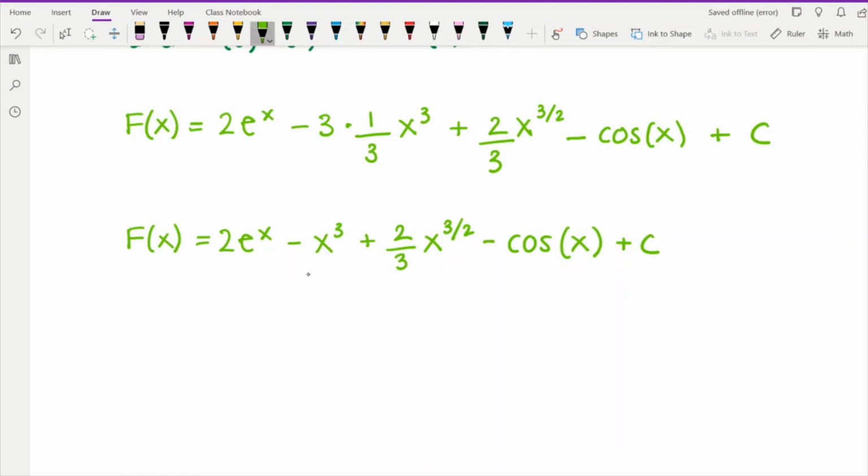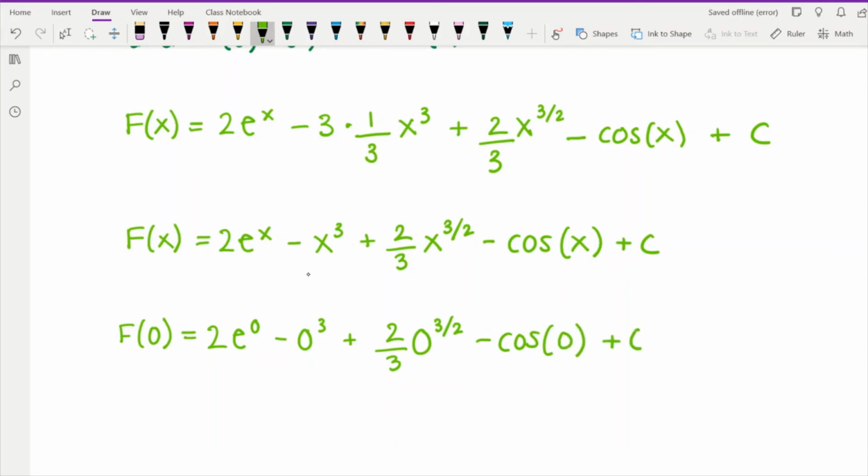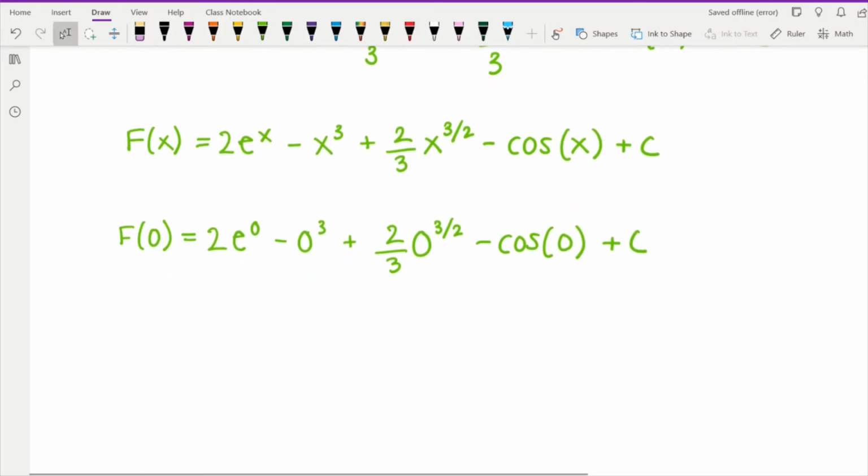F of 0 is equal to 2 times e to the 0 minus 0 cubed plus 2/3 times 0 to the 3/2 minus cosine of 0 plus c. Okay, so what does this simplify to? Well, e to the 0 is 1, right? Any number to the 0 is 1, so e to the 0 is 1, and so we get 2.